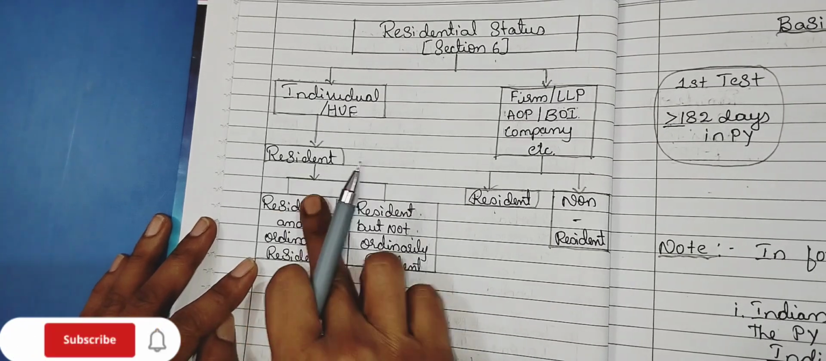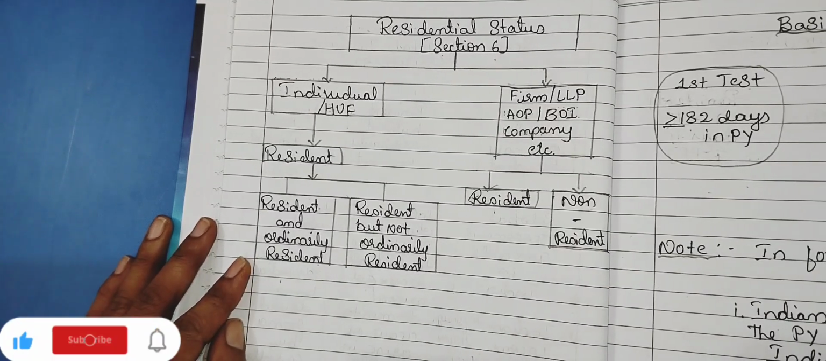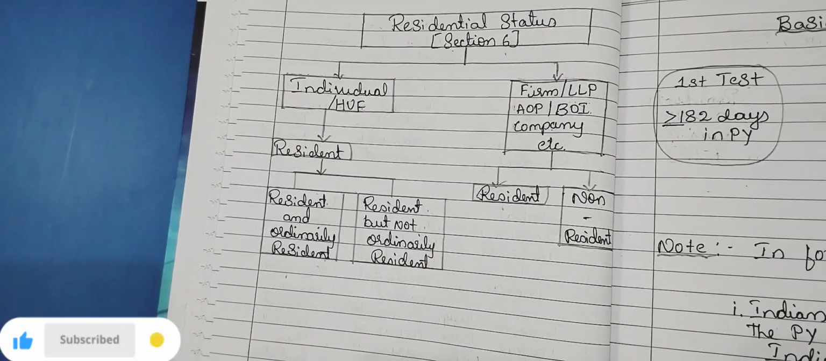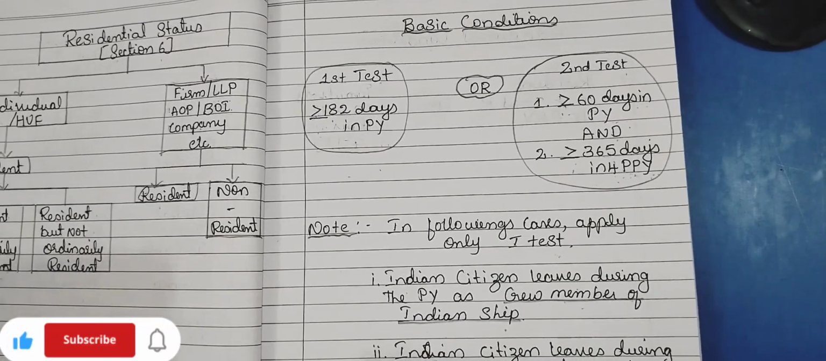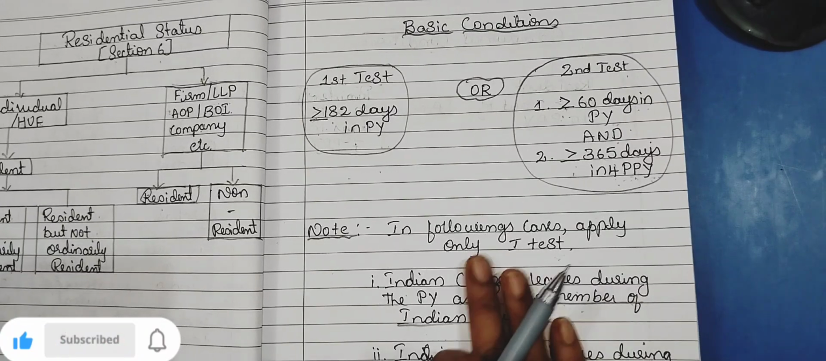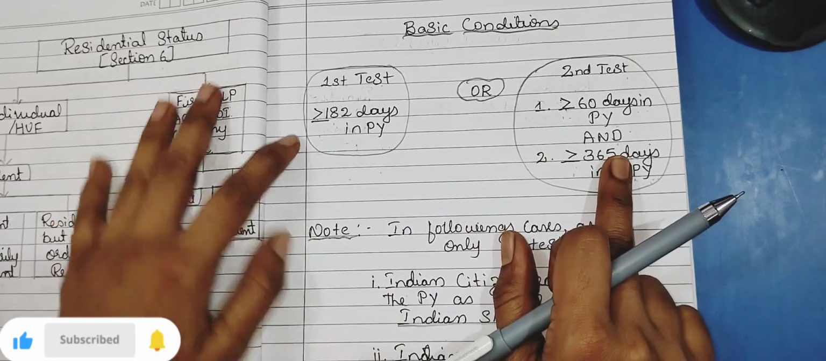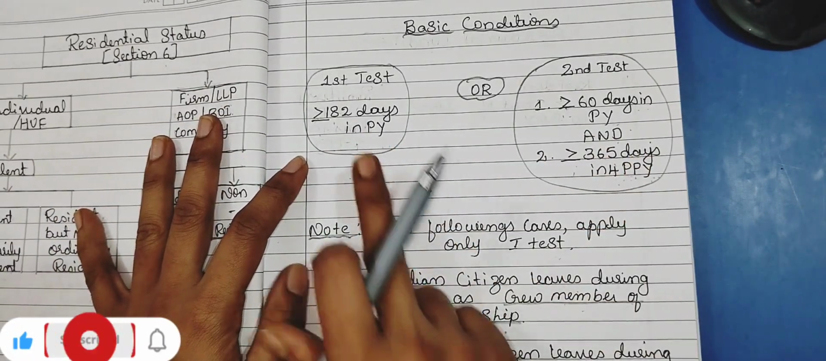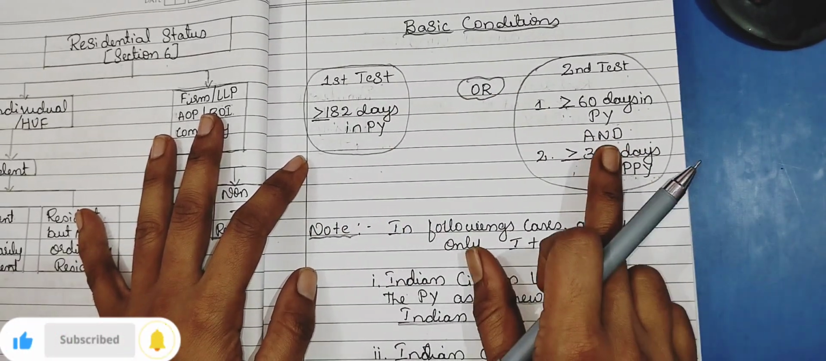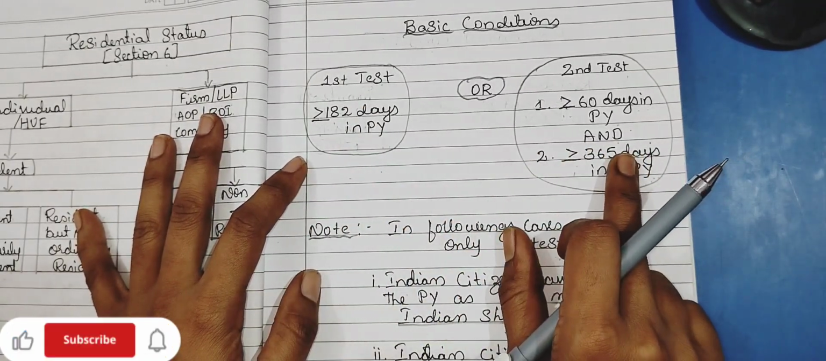See, on what basis will we call them resident and ordinarily resident, or resident but not ordinarily resident? For this we have conditions. The conditions are basic conditions and additional conditions. First we will understand the basic conditions. In basic conditions there are two tests, and he has to pass any one test. If he has not passed the first test, you are giving him another opportunity: go for the second test. We will check the second test. If he passed the first test itself, no need to go to the second step.